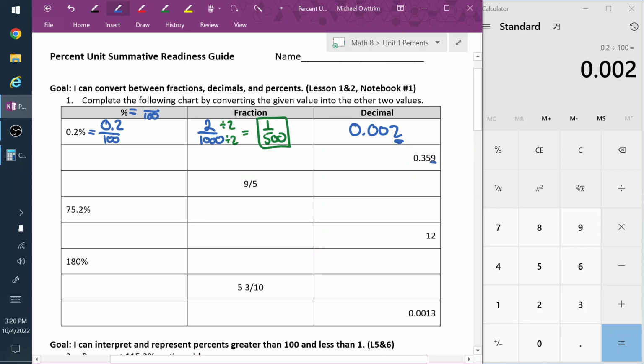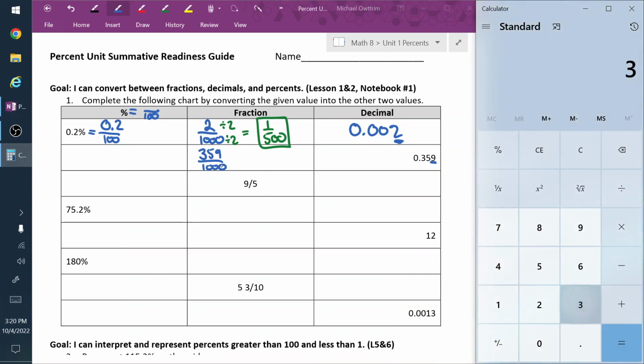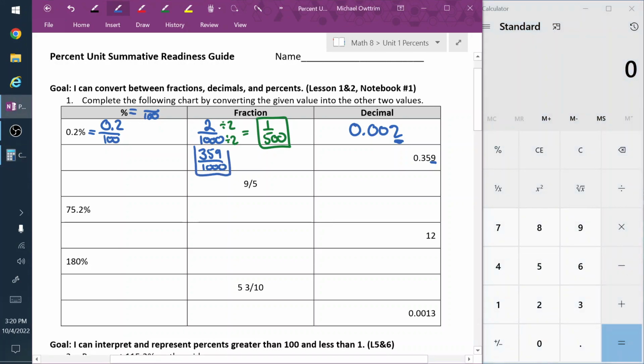If I work back the other direction, in the case of 0.359 as a decimal, I'm going to notice that that gets to the thousandths place again, so I could start by writing that as 359 out of 1,000. Okay. Now, I could try simplifying that. 359 divided by 2 doesn't work. 359 divided by 3, so on and so forth. But I'd find that this fraction actually does not simplify in any way. So that is going to be my final answer.